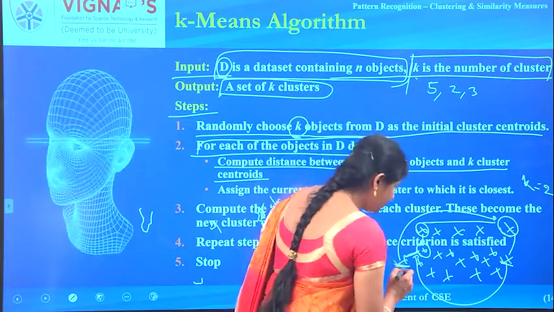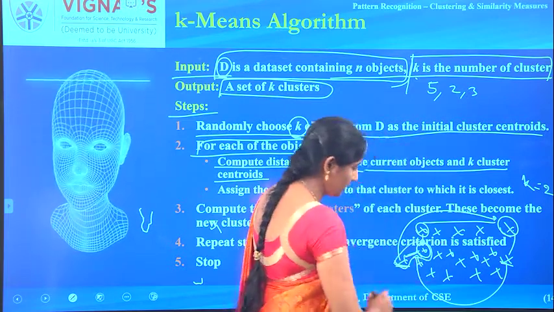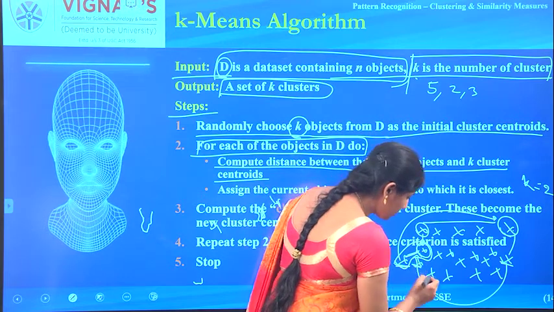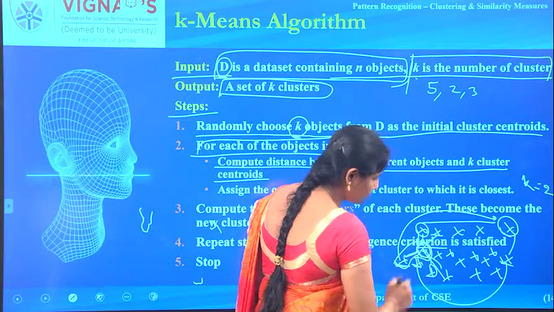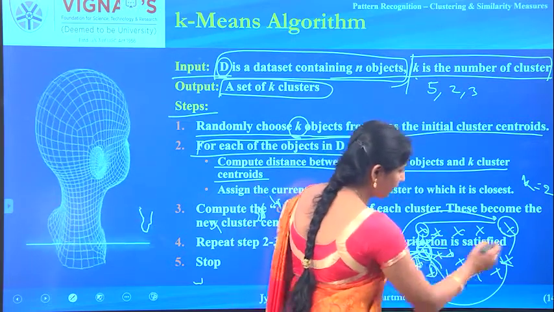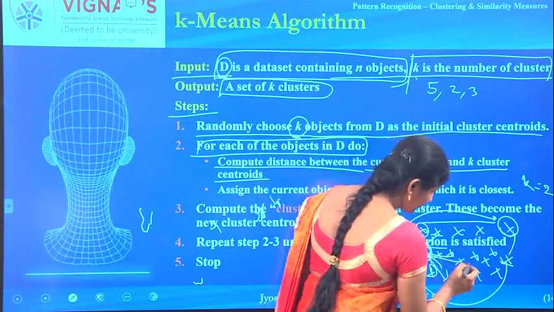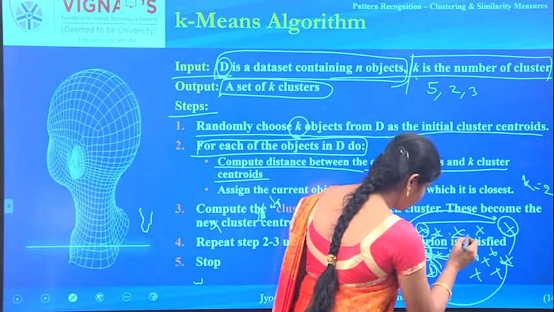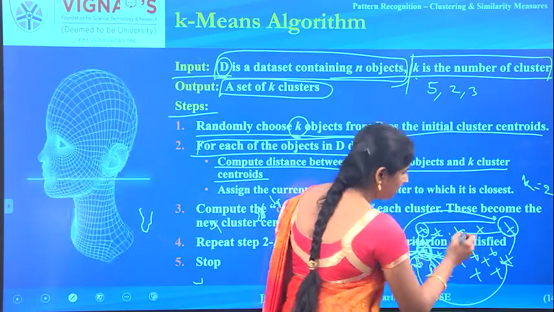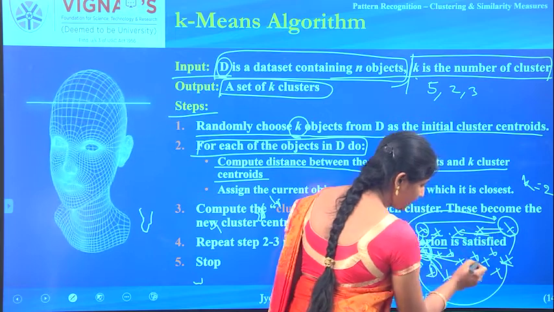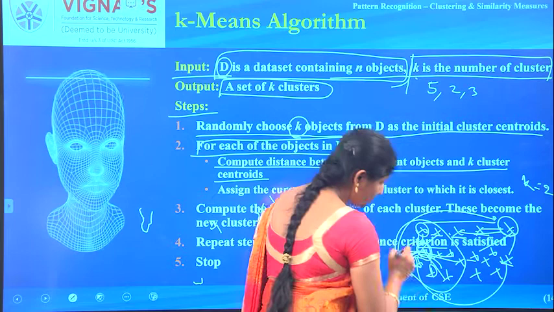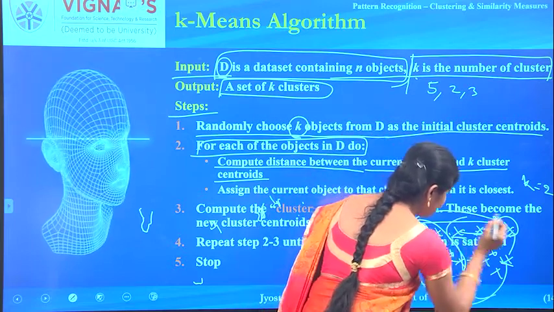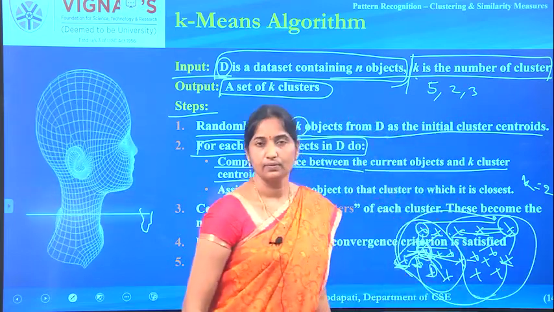So I assign this object to this cluster, and similarly this is close to this, this is close to this, and so on. If you observe, this is closer to this than to that, and here this is also close to this, like that. The initial clusters will be, this is one cluster and this is another cluster, right?